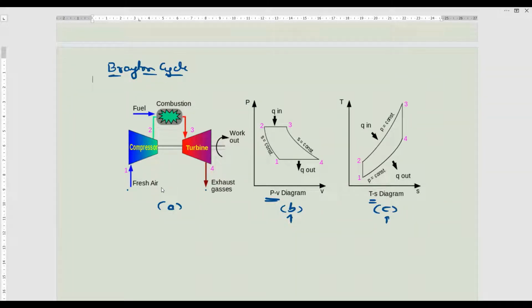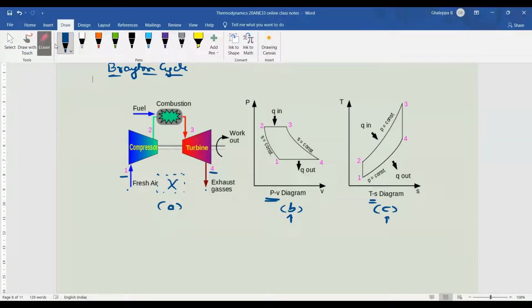And keep in mind, when you connect point 4 with point number 1 with some pipeline or whatever it may be, then one more device will come here. That device we will call a heat exchanger. What is the 4th component? Heat exchanger. But here in the open cycle, the heat exchanger is not there because it is, as the name indicates, open.